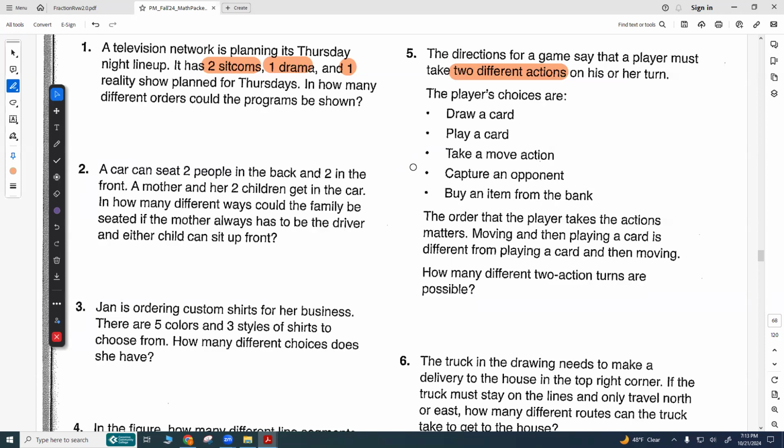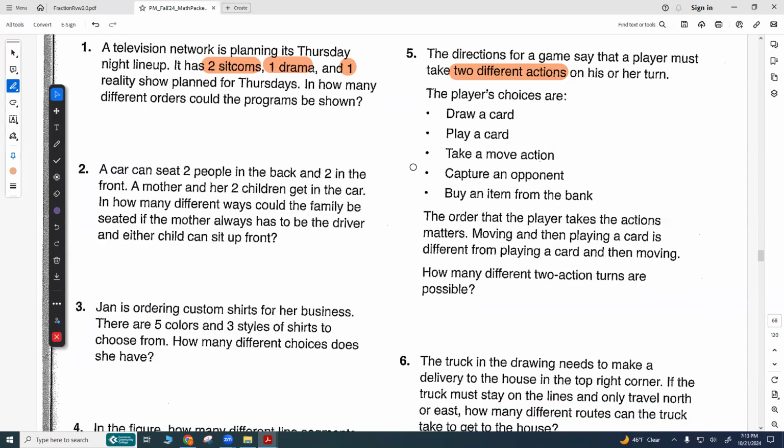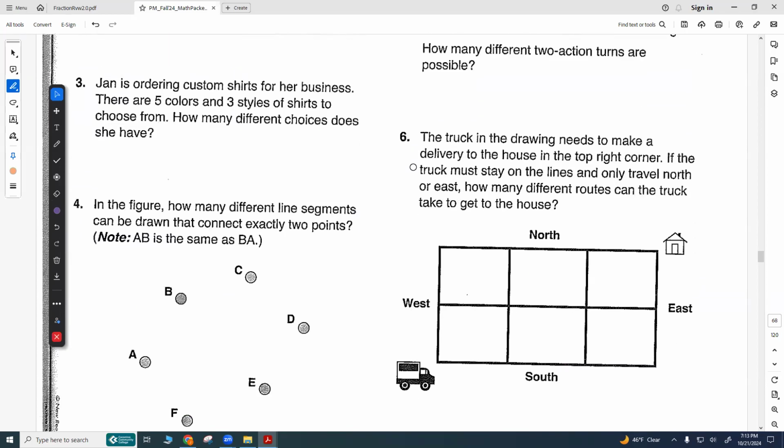Oh, shoot. I gave you the answer for number 4 for number 5. Number 4, it says it's 15. Sorry about that. 5 plus 4 plus 3 plus 2 plus 1.